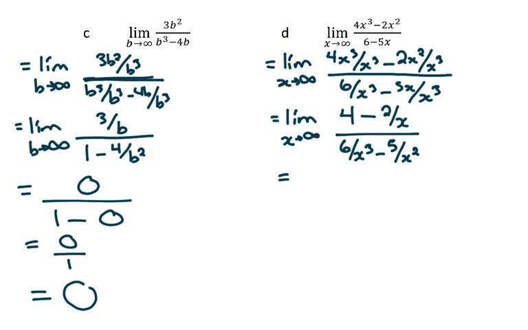Substituting the infinity, we'll have 4 minus 2 over infinity, which is 0. 6 over infinity cubed is 6 over an excessively large infinity. So again, still 0. 5 over infinity squared, also 0. Simplifies out to 4 over 0. And if we tried to type this into a calculator, we would get an error message because this is impossible.